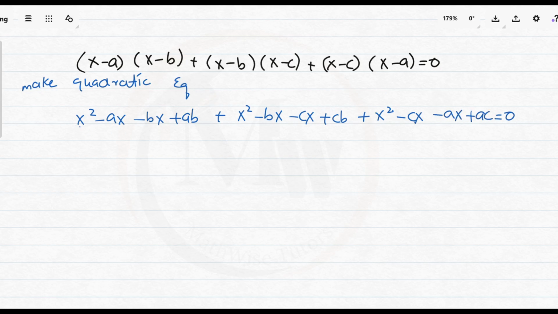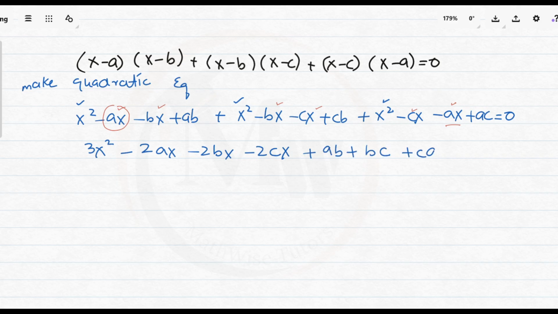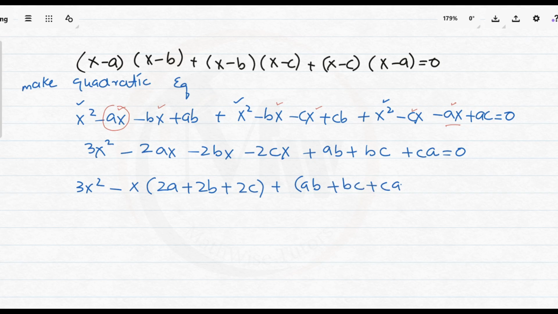Now combine the like terms. So we have 3 x squared. It becomes 3x squared. And by combining the x terms, the terms with ax become minus 2ax, minus 2bx, minus 2cx, plus ab plus bc plus ca equals 0. Now the x squared term is only 3x squared, and for the coefficient of x, taking common, what is left is minus the quantity 2a plus 2b plus 2c, and the constant is ab plus bc plus ca equals 0.